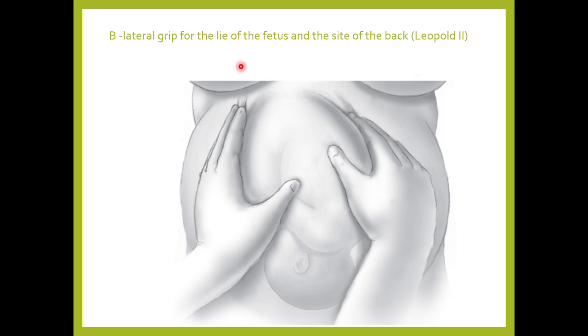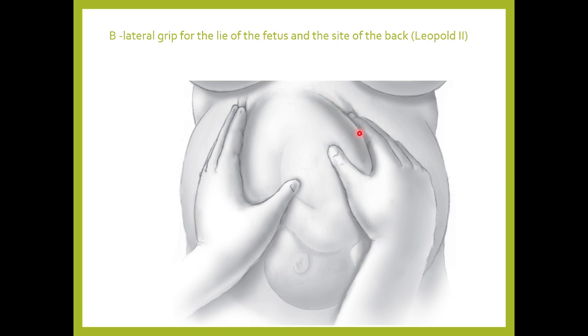Leopold 2 is the lateral grip with two hands. Fix one hand and move the other. You can know the lie of the fetus. Is it longitudinal or transverse? And you can look for the side of the back.